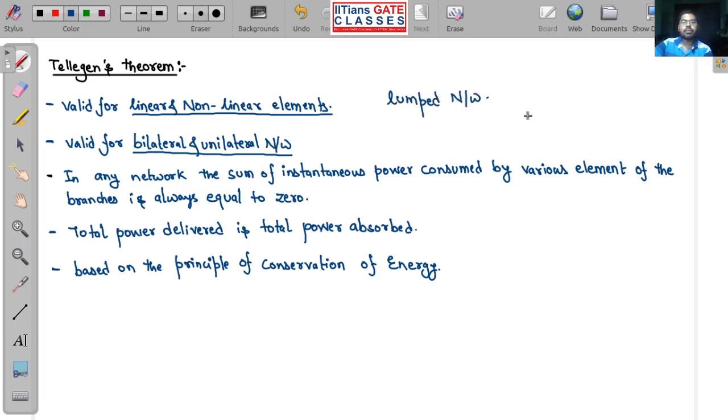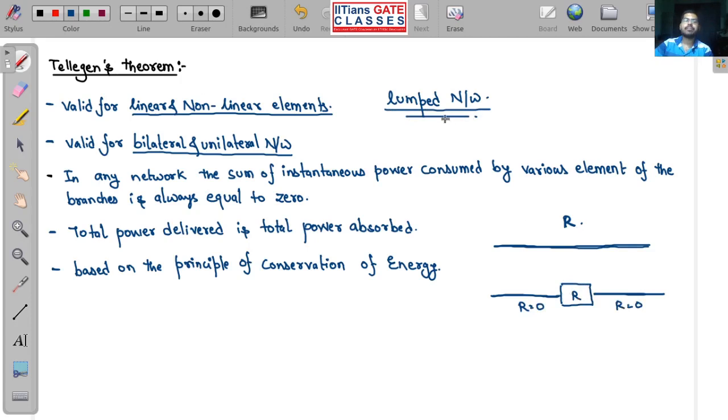I have explained this. Suppose there is a wire. This wire has distributed resistance R. So now this is distributed. Now if I lump this resistance R, the connecting wire has resistance R equal to 0. So this is my lumped element, and this is my distributed element. So the theorem is valid for lumped networks only.